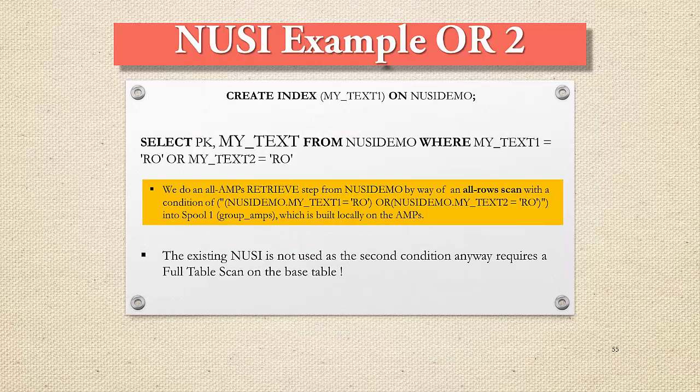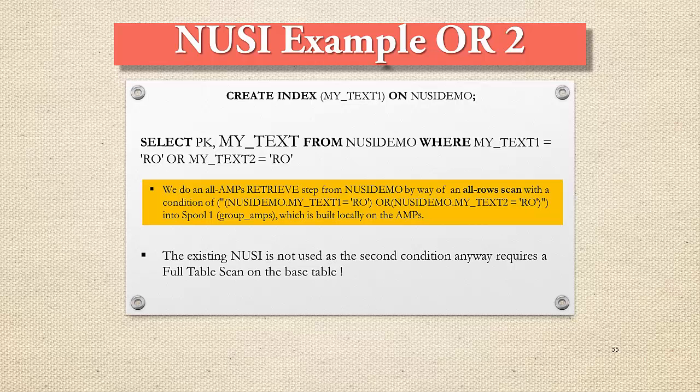Let us explore what happens if we combine where conditions over columns with an OR statement. In the example mentioned, we look for rows qualifying either myText1 equal to RO or myText2 equal to RO. myText1 is indexed, but myText2 not. In this case, as you can see by the relevant phrase of all row scan from the optimizer citation, we are not able to use the NUSI over myText1 anymore. Why is that the case?